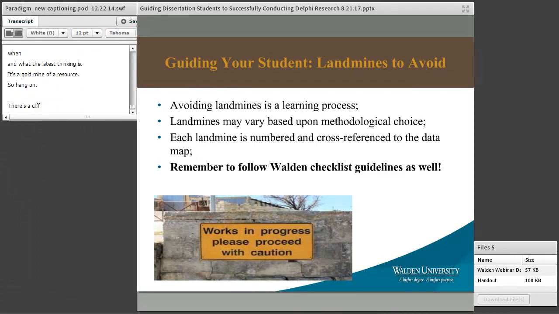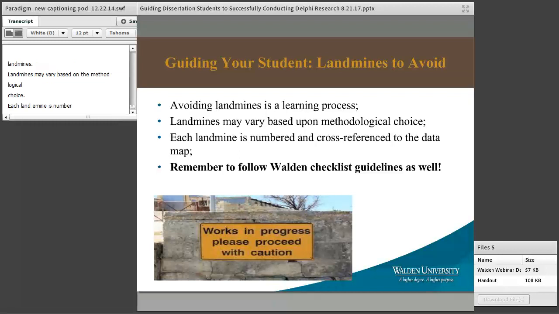All right, guiding students: landmines to avoid. Here's the top 10 list. First of all, avoiding landmines is a learning process. How do I know about these landmines? I've chaired students who have experienced these landmines. Landmines may vary based upon the methodological choice, and each landmine is numbered and cross-referenced to the table, which you'll get as part of the handouts.